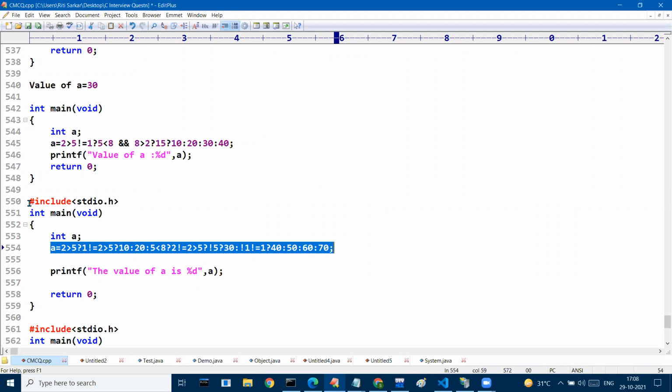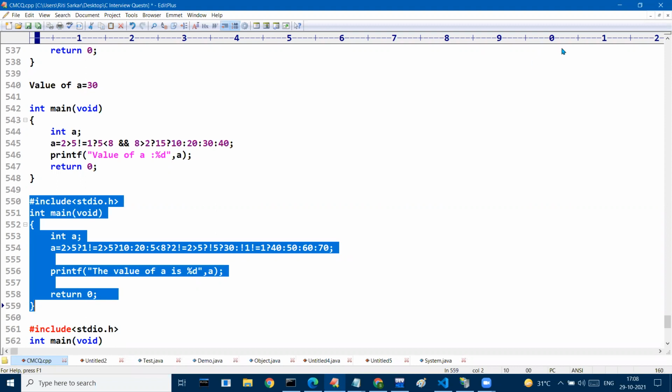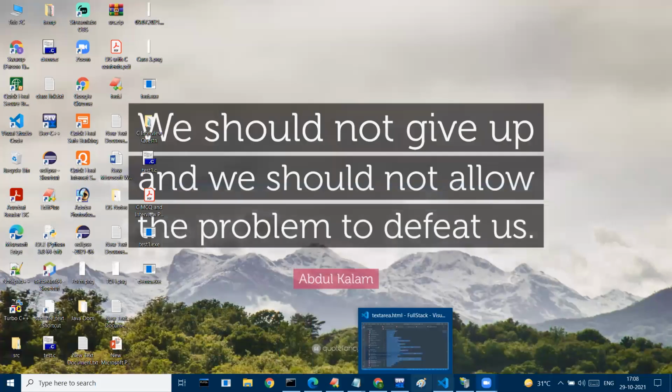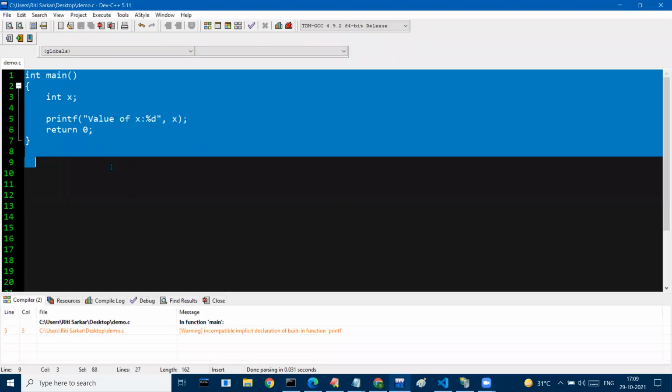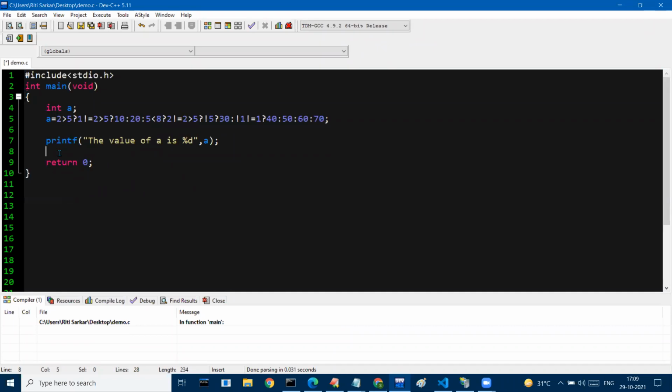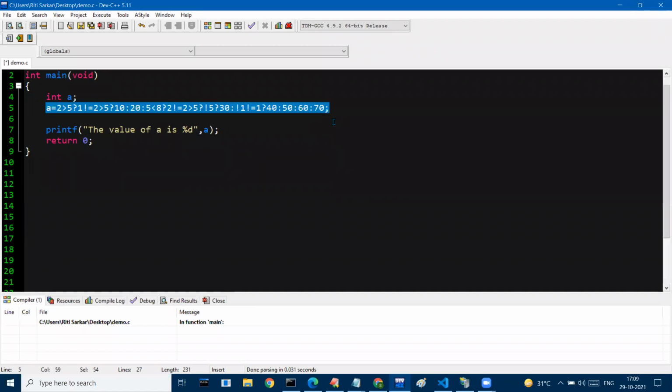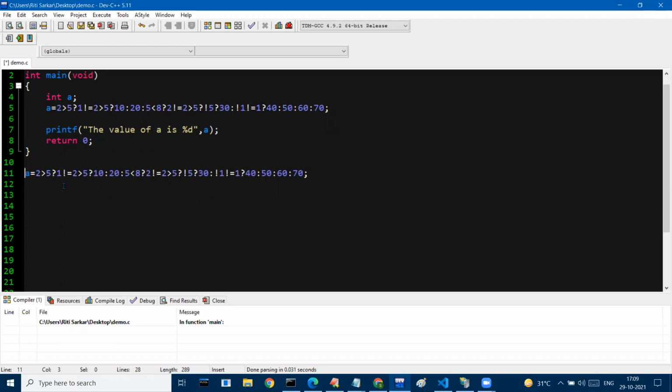So let us first start with this one. This is the code. This is the expression for which we want to know the order of precedence and associativity. First of all, how many conditional operators are present here, and on top of that, is the statement or expression syntactically okay or not?